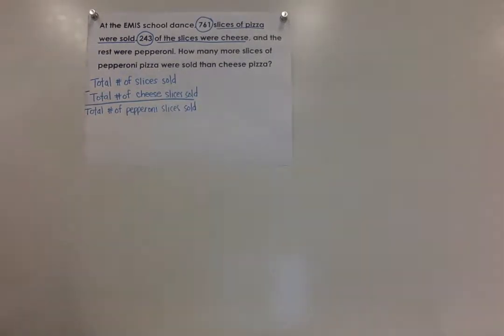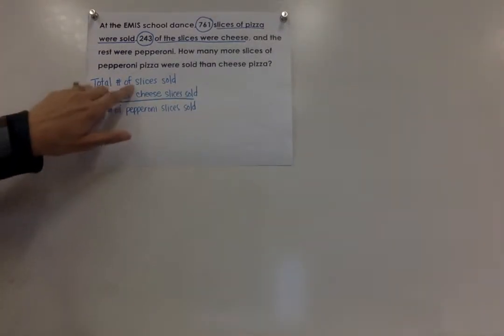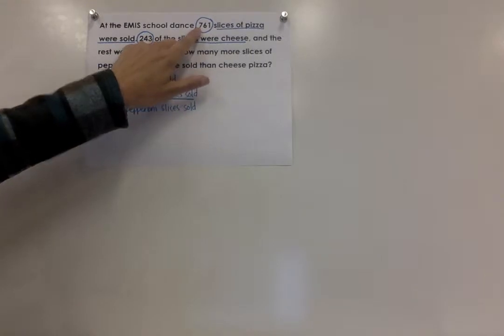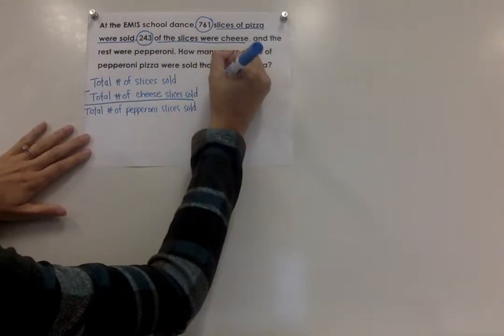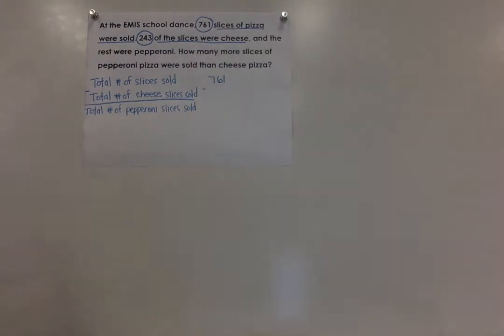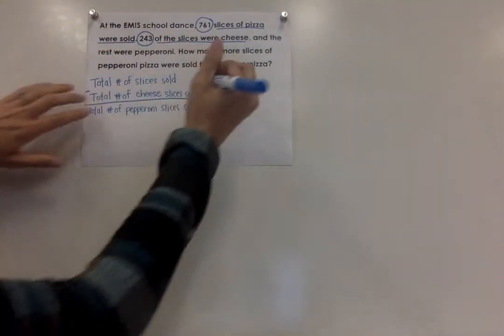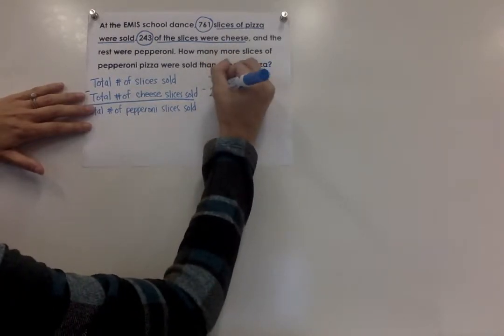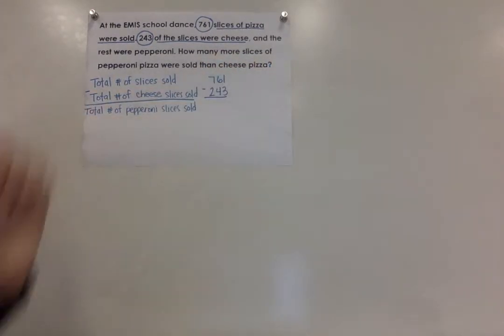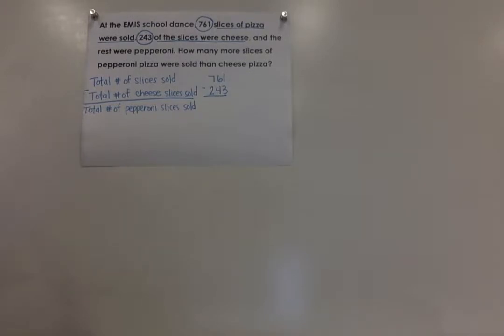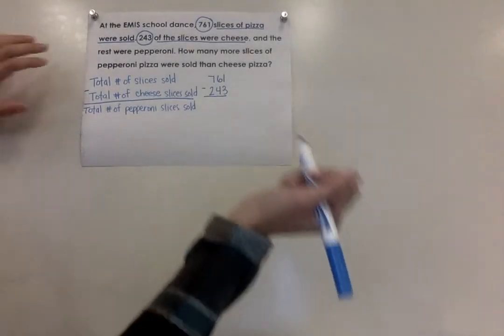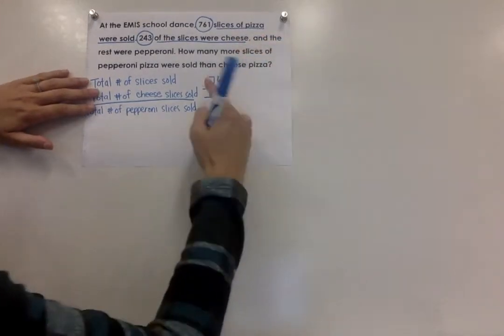So, let's go ahead and plug in our numbers. The total number of slices sold was 761. And the total number of cheese slices sold was 243. So here I have a subtraction problem. I don't know about you, but when I subtract, I sometimes make mistakes. So I like to use the expanded form strategy. You can use whichever strategy makes sense to you.